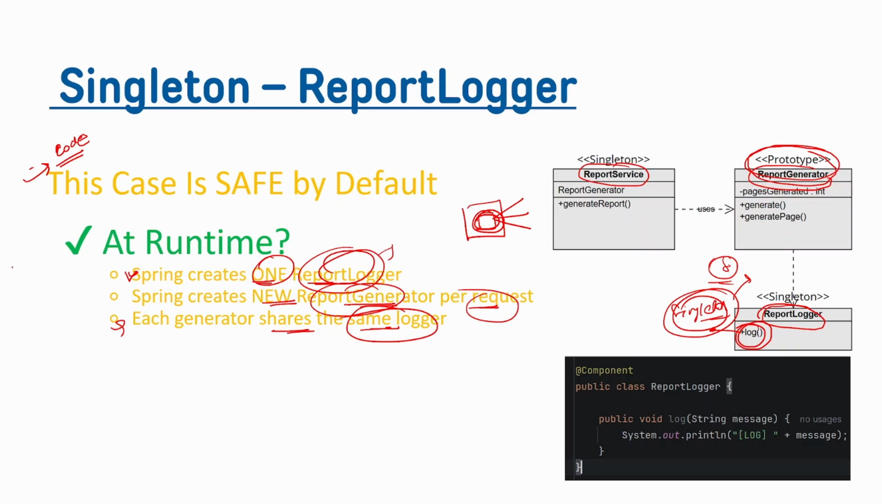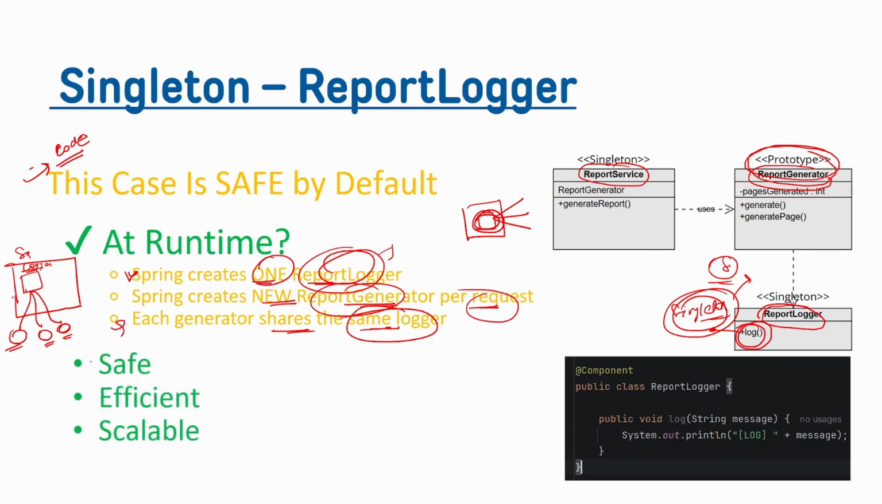At startup, when Spring starts, it creates the one logger and stores it in the Spring context, and this logger is used in every prototype-scoped report generator bean. So this case is safe by default. It is safe, efficient and scalable.